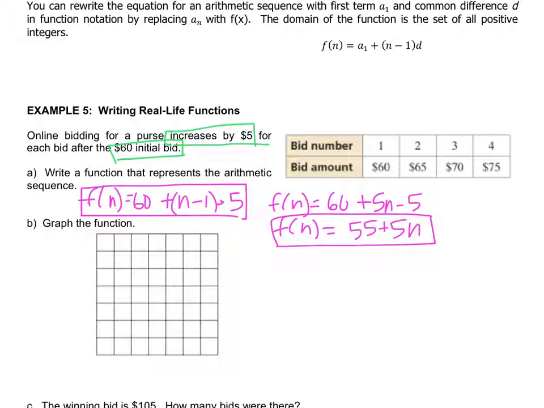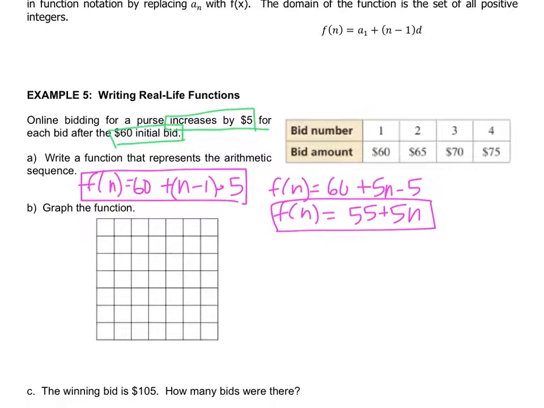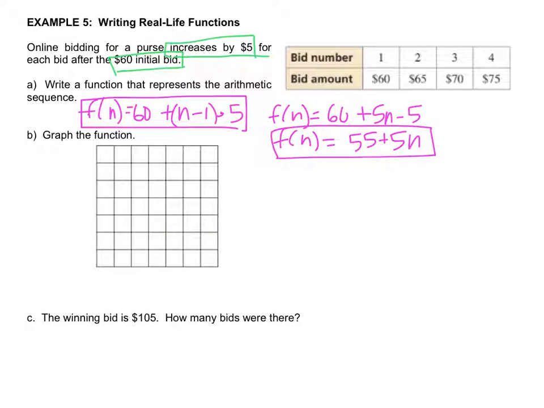The next thing that it wants us to do is to graph the function. So when you graph a function, you want to look at your values first. And they actually gave us a table, so that's super easy to graph. I could just plot these points and be done with it. So the points are only in the first quadrant because you can't have negative bids and you can't have negative dollars. So this is going to be bid number, and this is going to be bid amount. I can have my bid numbers go by 1.